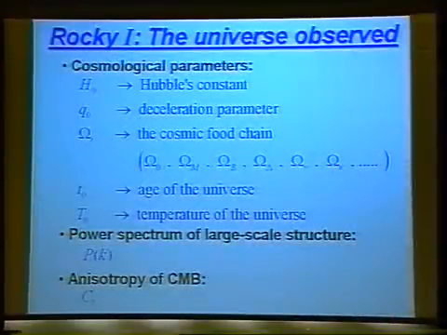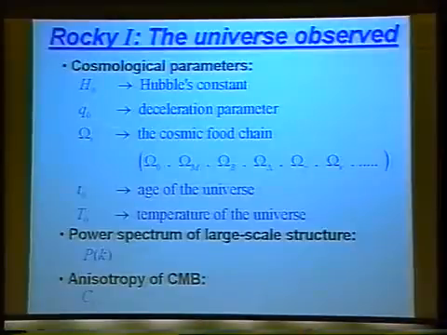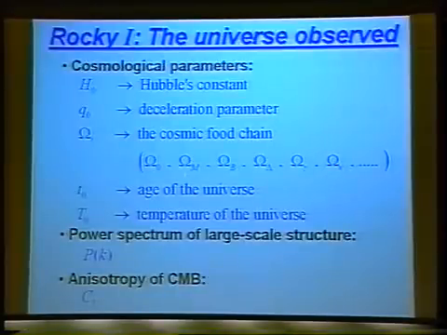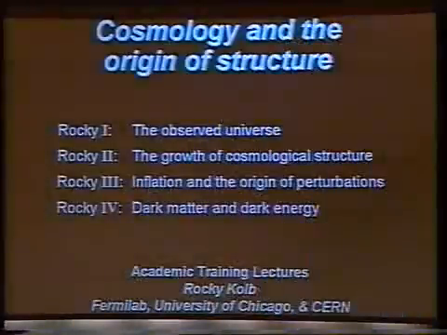Okay, so in this first lecture I've spoken about Hubble's constant and evidence for the deceleration of the universe. I've talked about the present universe, the cosmic food chain, values of omega 0, omega matter, omega baryon, etc. I've talked about evidence for the age of the universe and the temperature of the universe, and have introduced the concept of the power spectrum for large-scale structure and the anisotropy in the microwave background radiation.